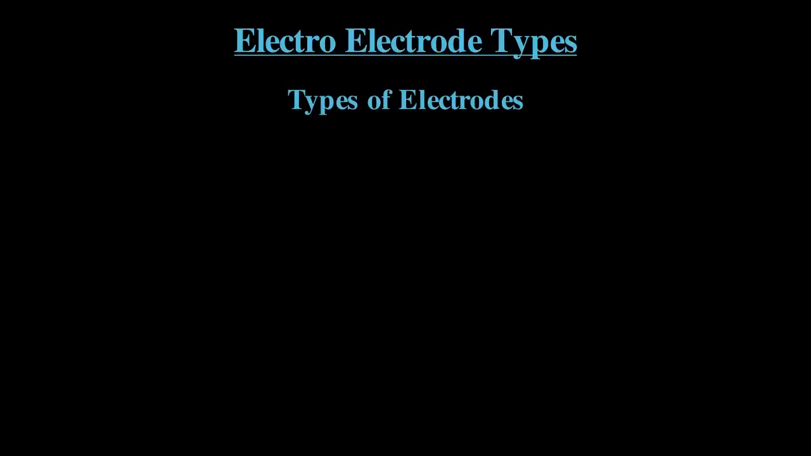Electrodes come in various forms. Let's look at 4 main types you should know. The first, and most common, is the metal-metal ion electrode. This is simply a metal rod dipped in a solution containing its own ions, like a zinc rod in a zinc sulfate solution. The second type is the gas electrode.